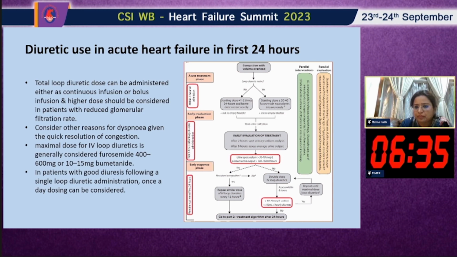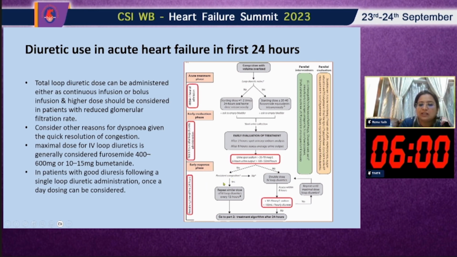If loop diuretics per se have to be given, start with 20 to 40 mg IV direct bolus or with the divided infusion. And early phase evaluation starts within 1 hour. That is, you check for the spot early evaluation. After 2 hours, spot urine analysis has to be done, and after 6 hours, assess urinary output volume. So it's a good concept of using urinary spot sodium of more than 50 to 70, which will give a fair estimate of the early response to the diuretics.